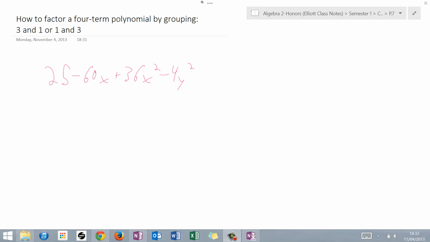In my opinion, 3 and 1 factoring is probably one of the hardest ones that we do, because it's so tempting to do 2 and 2 factoring. It's so tempting that I would start with 3 and 1 or 1 and 3 as your starting point.